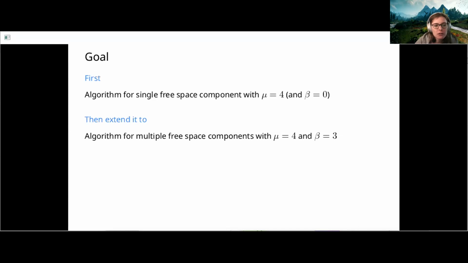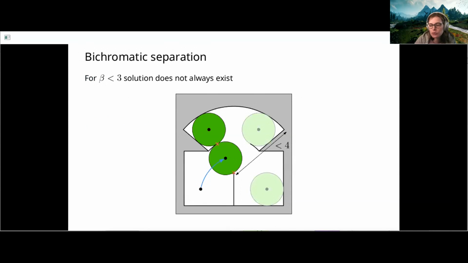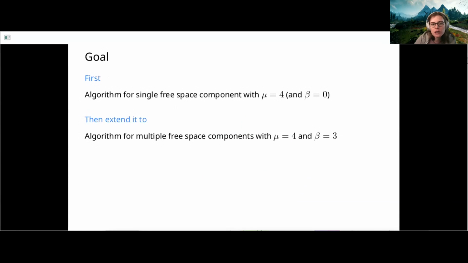But we will start first with a simple case of a single free space component. So here we had two free space components, right? Because the top component would be separated from the bottom component. But if we only have one, then we actually don't have this blocking situation. And beta, the bichromatic separation, can even be 0. But the monochromatic will still be 4. And then we will extend it to the case of multiple free space components.